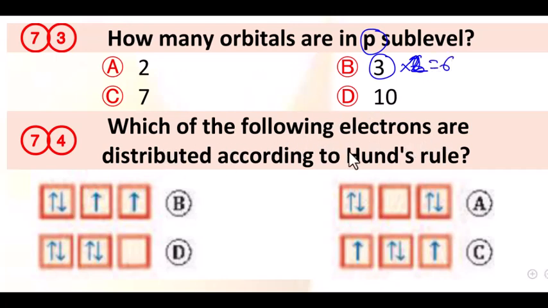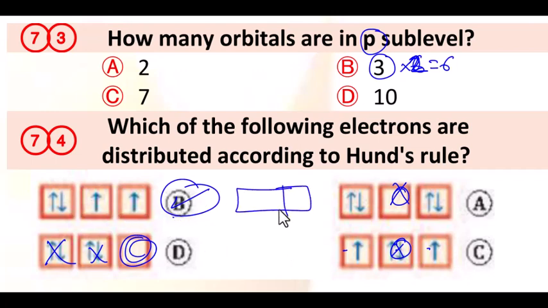Which of the following electrons are distributed according to Hund's rule? In Hund's rule, electrons occupy the orbitals singly, then they pair. So B is true. Here D pairs, and here one is empty, and here they pair in the middle. So the pairs start from right or left. So here C is not correct. The true answer is B. As Hund's rule says, the electrons enter as single, then pairs.